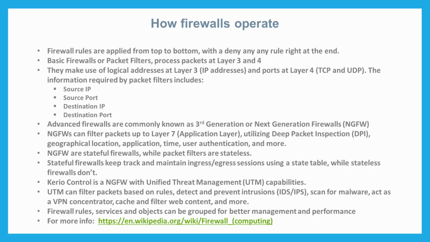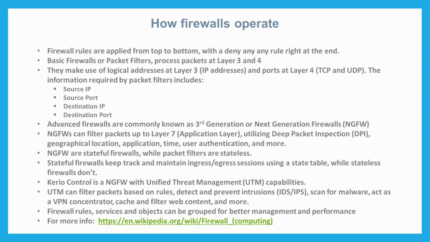For a firewall to function, it will need a source IP, a source port, a destination IP, and a destination port. Advanced firewalls are commonly known as third generation or next generation firewalls. These actually operate at layer 7 utilizing deep packet inspection. They can filter traffic according to geographical location and according to application. You can restrict with time as well, time of the day, and users can authenticate to these firewalls to be able to use them.